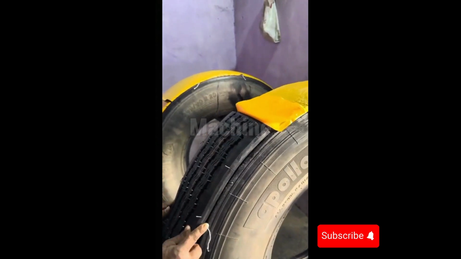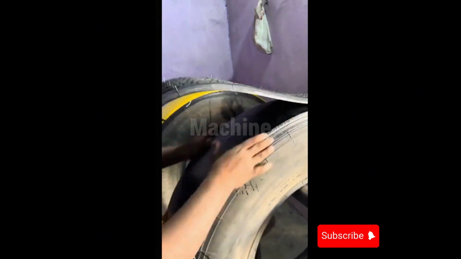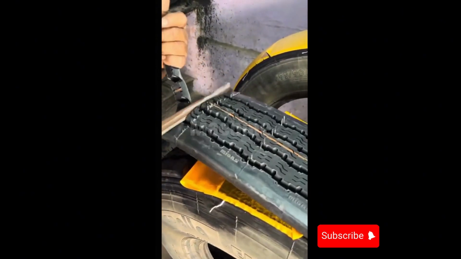Decals need to be applied carefully, ensuring there are no air bubbles or wrinkles. Avoid applying decals to the part of the tire that is in contact with the road surface to ensure safety when driving.